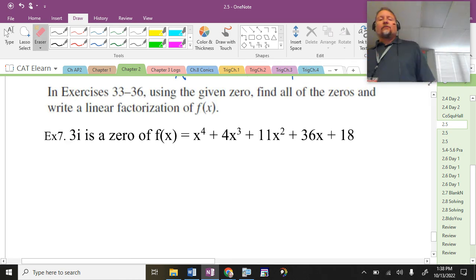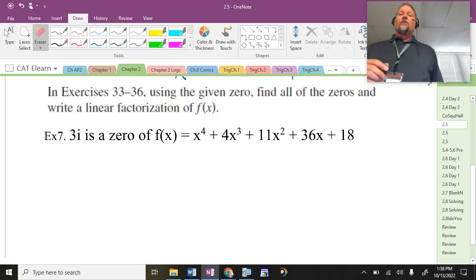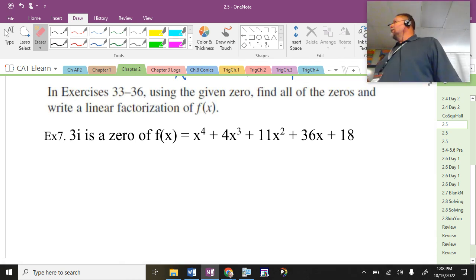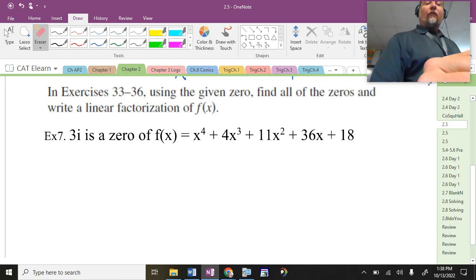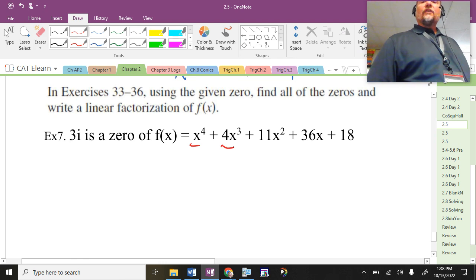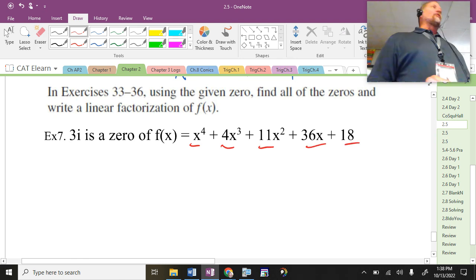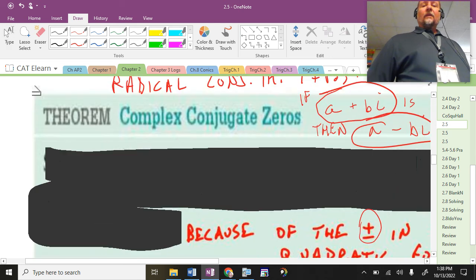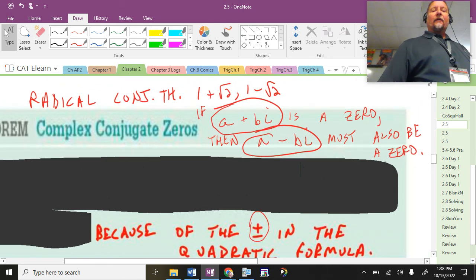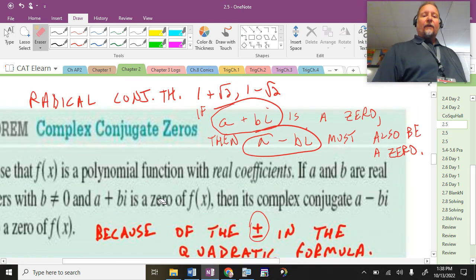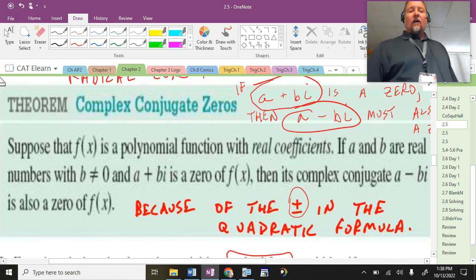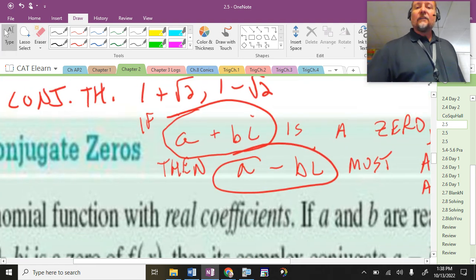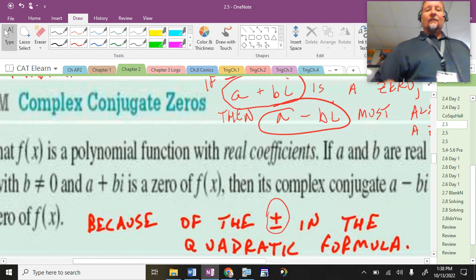All right. So in exercises 33 through 36, use the given 0, find all of the zeros, and write a linear factorization again. Okay. Well, first of all, these coefficients are real. So I'm going to scroll back up to this complex conjugate theorem. I kind of cut that off, but it is in here. If all of the coefficients are real numbers, then they must come in conjugate pairs.